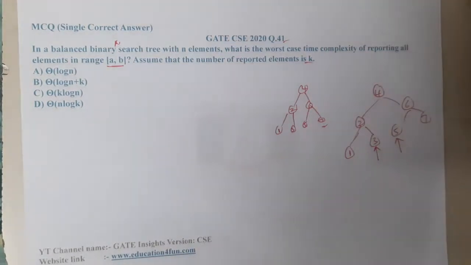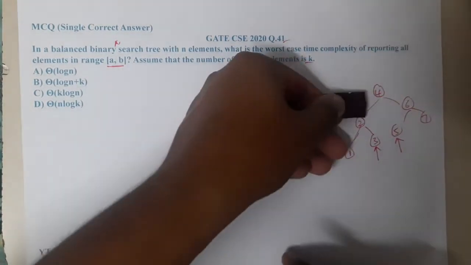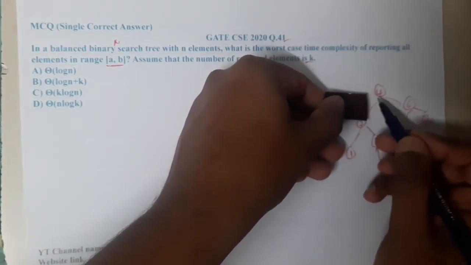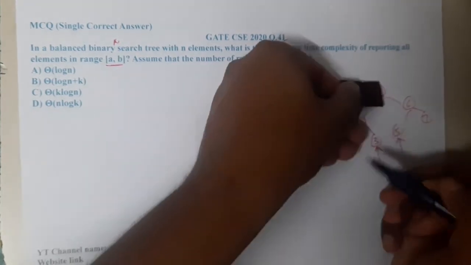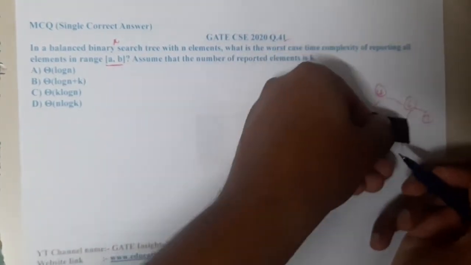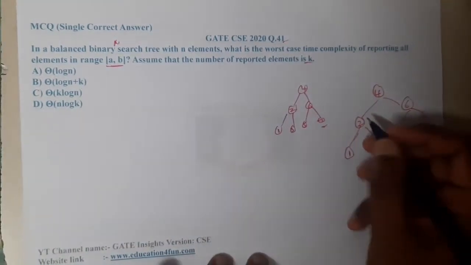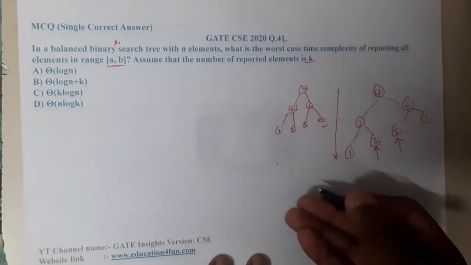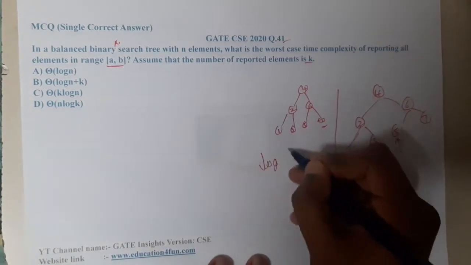If this is the value 3, you will check from the root. Is 3 equal to 4? No. Then you check whether it is less or greater. If it is less, you come this side; if it is greater, you go that side. Again you do the same process. How many times you do this depends completely on the height of the tree, and the height of the tree is approximately log n.